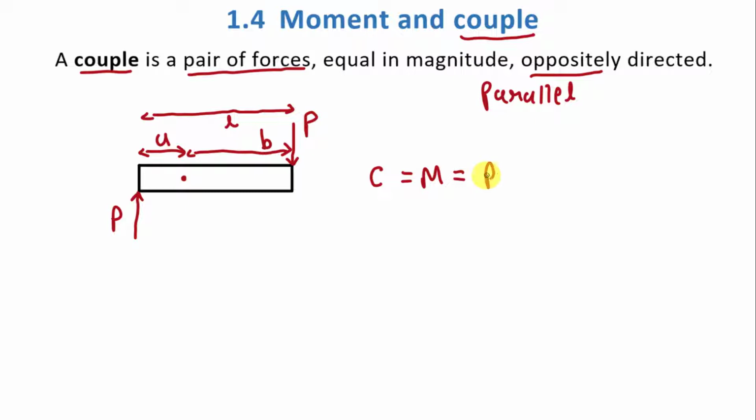So it will be P into B, plus what will be the moment by this load? It will be value of load into perpendicular distance from this point. So it will be P into A. If we take P common, then it will be B plus A, or we can say A plus B. And what is value of A plus B? A plus B will be total length of this body, that is L. So it will be P into L. So value of couple will be P into L.